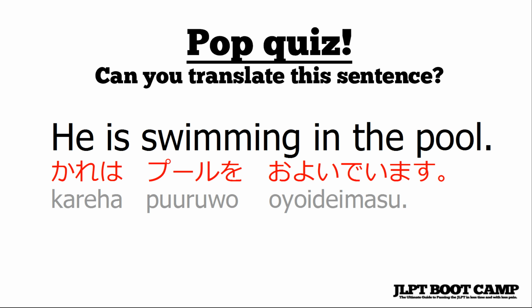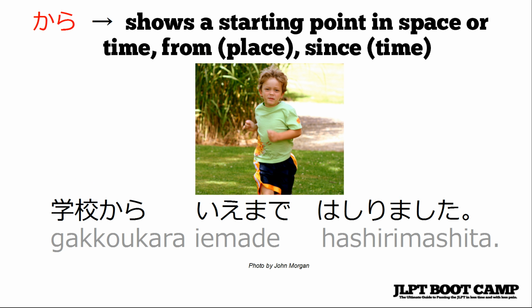All right, now on to kara. Kara is pretty simply the translation of from in English. It shows a starting point in space or time, from a place or since a certain time. You can use this for time or physical places. For example, Gakko kara ie made hashirimashita. I ran from the school to home.